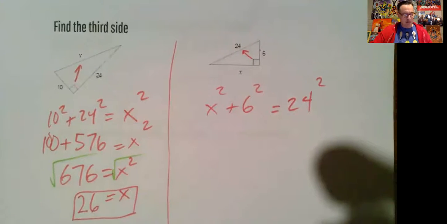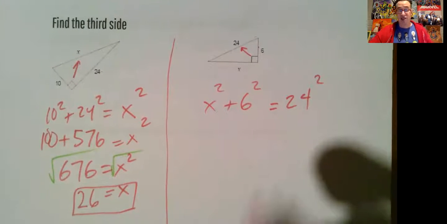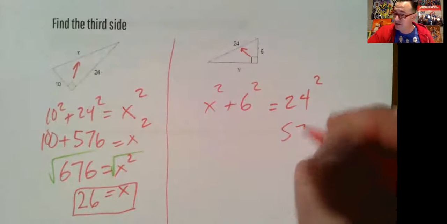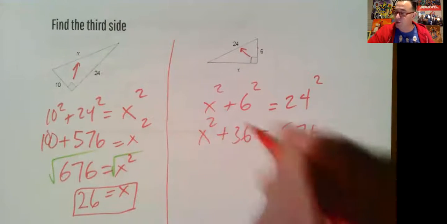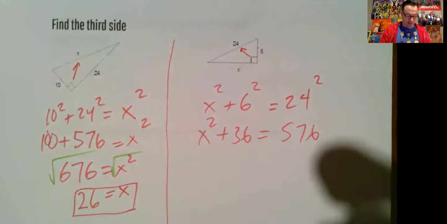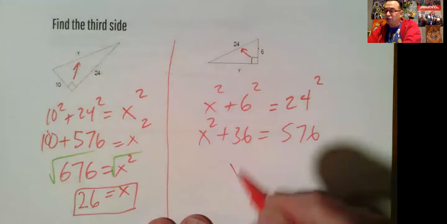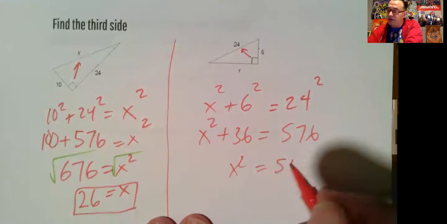Now, this next one is going to be interesting. We did just do 24 squared, so we know this is 576. We know 6 squared is 36. And we got x squared here. So if I subtract 36 from both sides, then what I'm going to get is that x squared is going to equal 540.